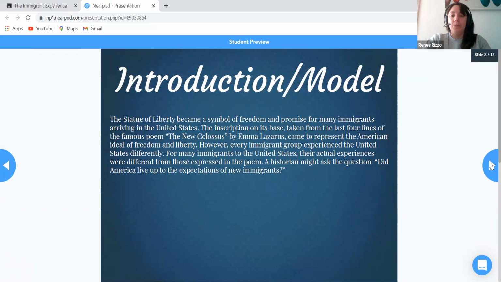However, every immigrant group experienced the United States differently. For many immigrants to the United States, their actual experiences were different from those expressed in the poem. A historian might ask the question, did America live up to the expectations of new immigrants?